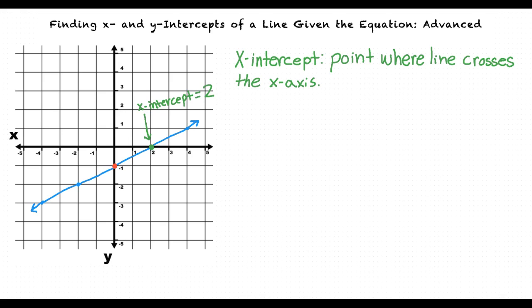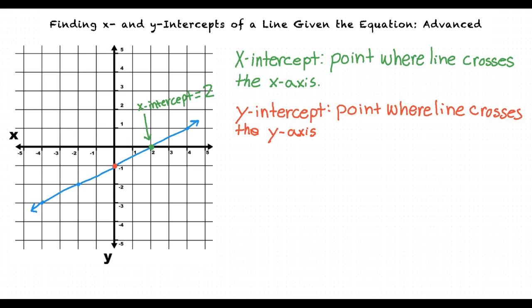Similarly to the x-intercept, the y-intercept is a point on the line where the y-axis is intersected. The line crosses the y-axis when x equals 0, so the y-intercept occurs on the point on the line with an x value of 0. In this example, the line crosses the y-axis at 0, -1, so the y-intercept is -1.